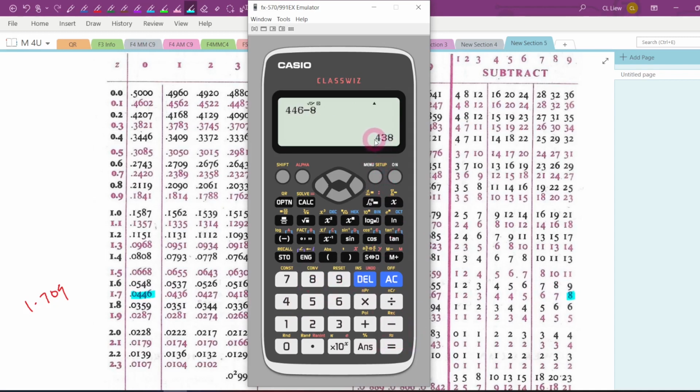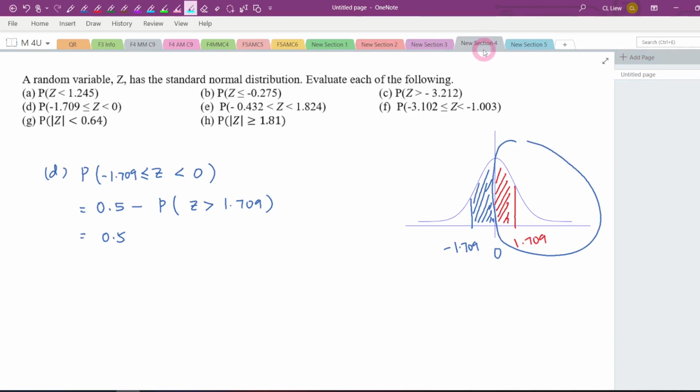Okay, but later on you cannot write 0.438, which is not correct because you have a 0 here. You have to write 0.0438. So be careful here. 0.0438. Okay, then just press your calculator. 0.5 minus 0.0438. Okay, the answer is 0.4562. So if you use your calculator, maybe you will get 0.4563.